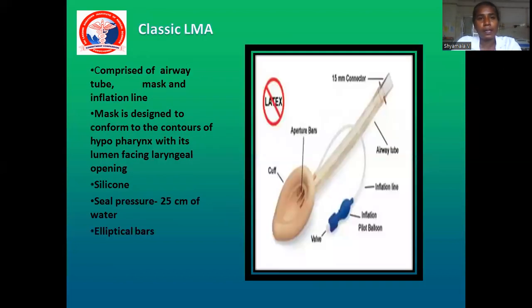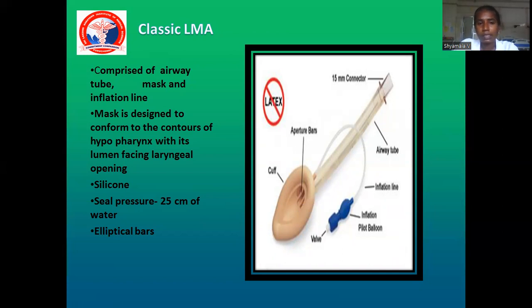Then moving on to the classical LMA. So this is the classical LMA picture. It usually comprises an airway tube, this is the airway tube, and it has a mask, this is the mask, and an inflating line. This is the inflating pilot balloon. Through this inflating pilot balloon, we are inflating the cuff.